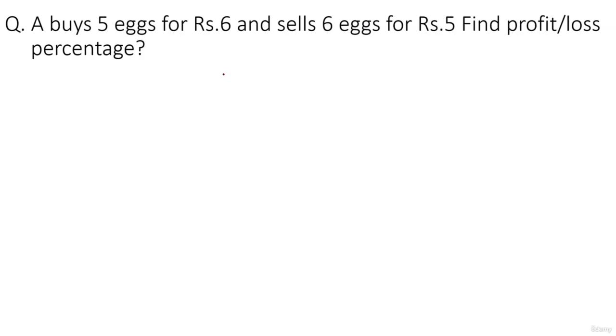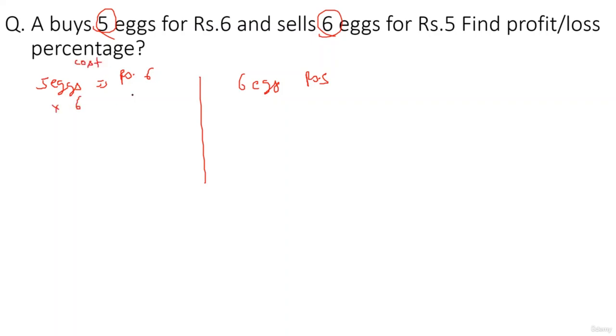Another way of solving this is, guys, see, it is given that 5 eggs cost rupees 6, and while selling, 6 eggs cost rupees 5. Take the LCM of 5 and 6, which is 30. So we'll deal with the transaction of 30 eggs. It's as simple as that. If the cost of 5 eggs is 6 rupees, multiply by 6 on both sides. The cost of 30 eggs is rupees 36.